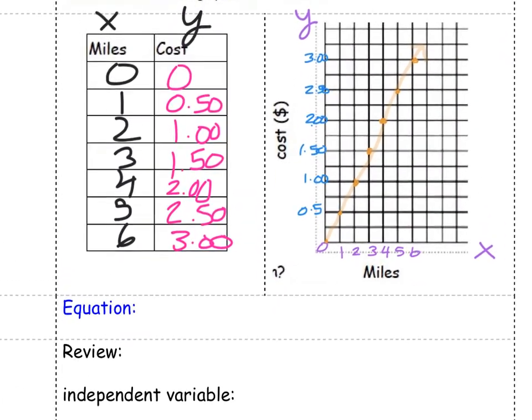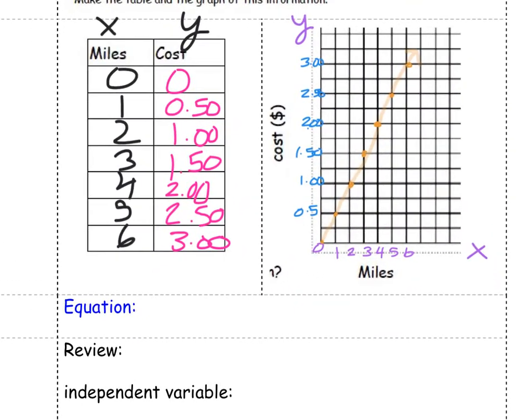So our equation is going to be y equals 0.5x. And that's because the 0.5 represents how much it costs, and then this x is showing how many miles we're going, and then the y is that total, right?